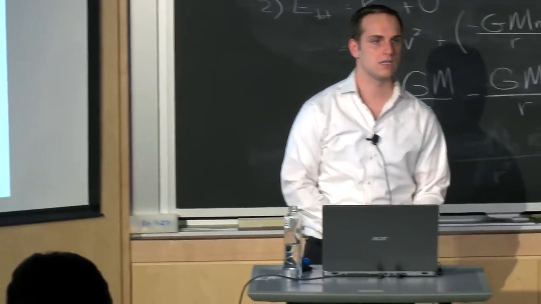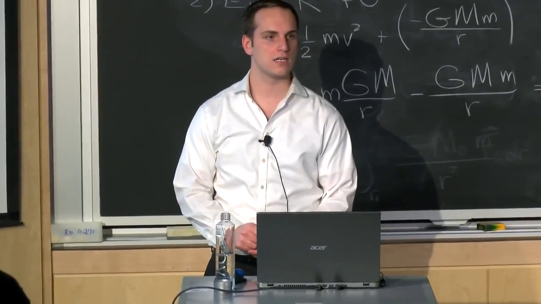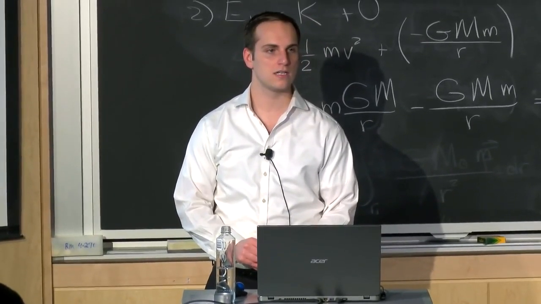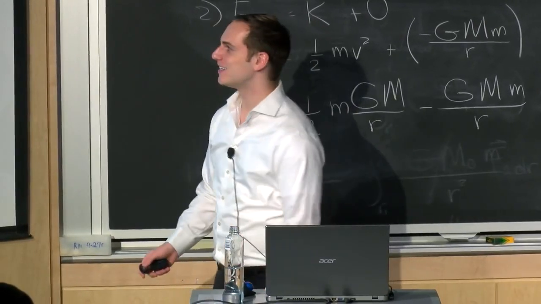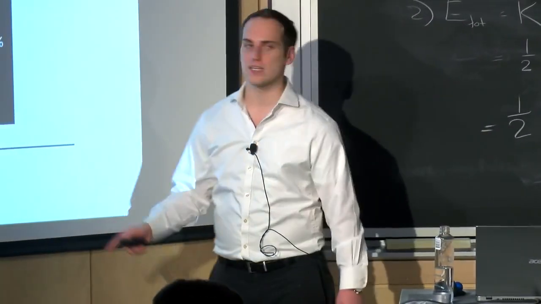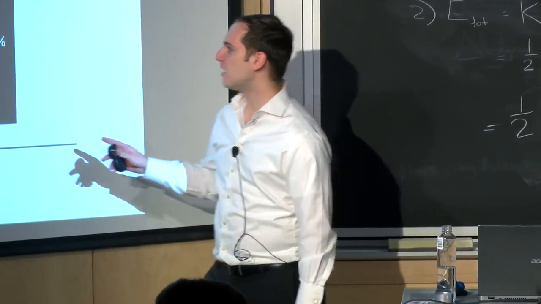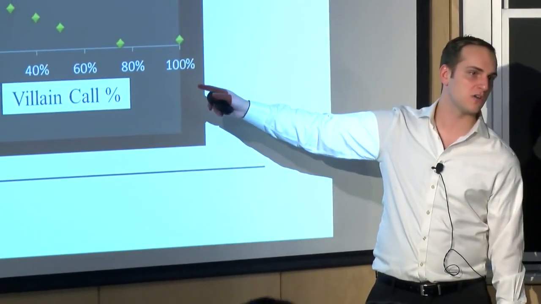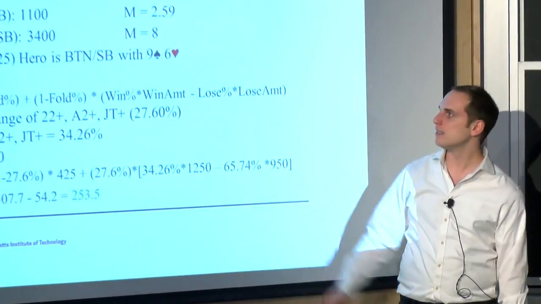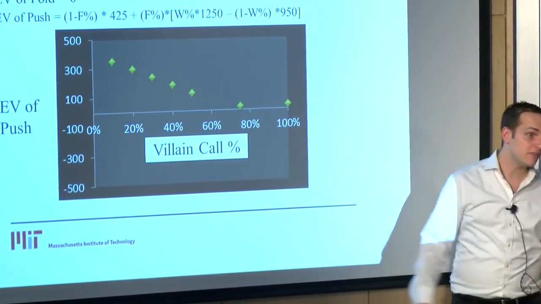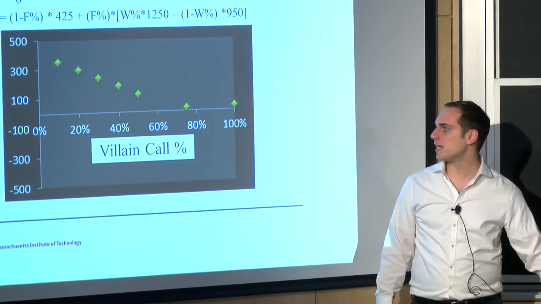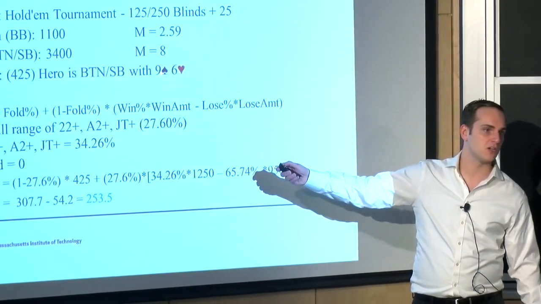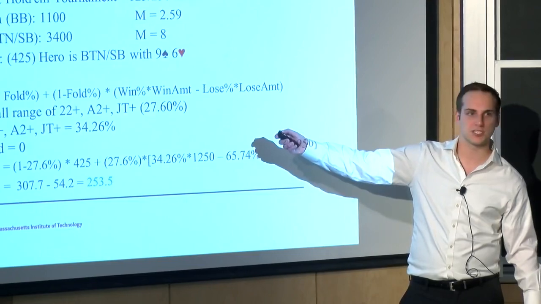Yeah. So this is true for 9-6 offsuit. Yeah. What's the lowest pair for which it's still positive? We'll get to that, and that's a good question, although it's going to take us half the class to answer that. Anyway, that's the cool thing here. So it's always positive, which means, no matter what the villain does, always push all in with 9-6 offsuit in this position.